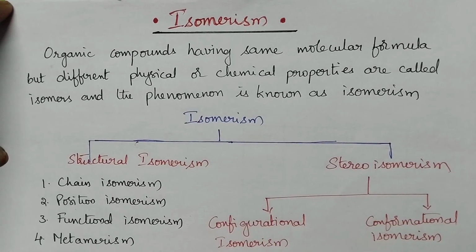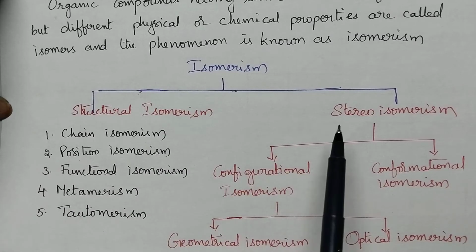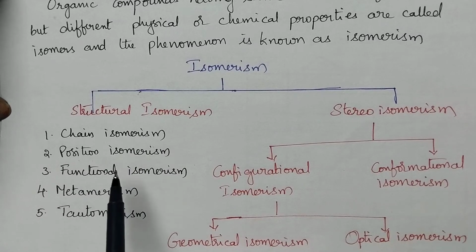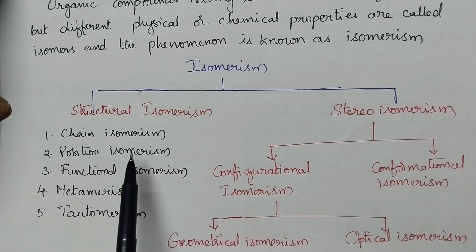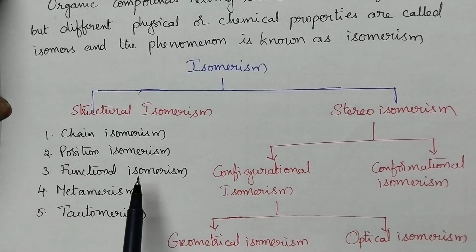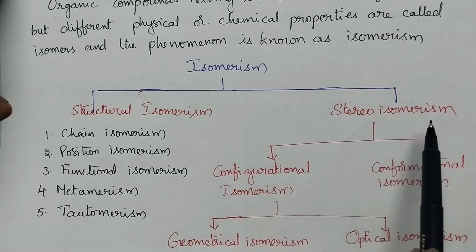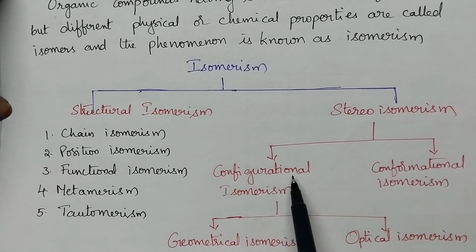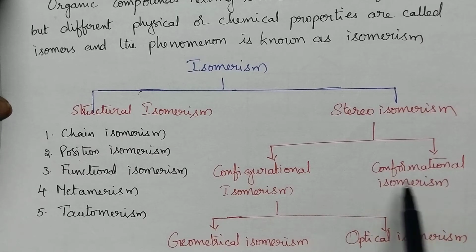Isomerism is classified into two types. One is structural isomerism and the second one is stereoisomerism. Again, structural isomerism is classified into 5 categories. One is chain isomerism, second one is position isomerism, third one is functional isomerism, fourth one is metamerism, and the fifth one is tautomerism. Coming to stereoisomerism, it is again classified into two types. One is configurational isomerism and the other one is conformational isomerism.